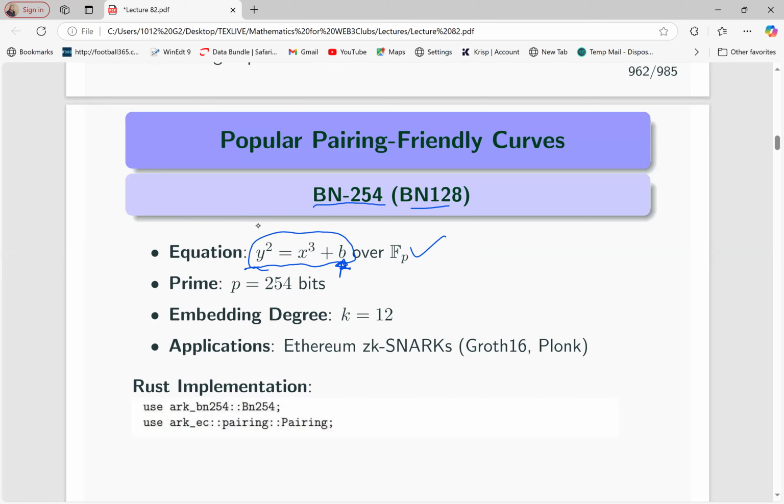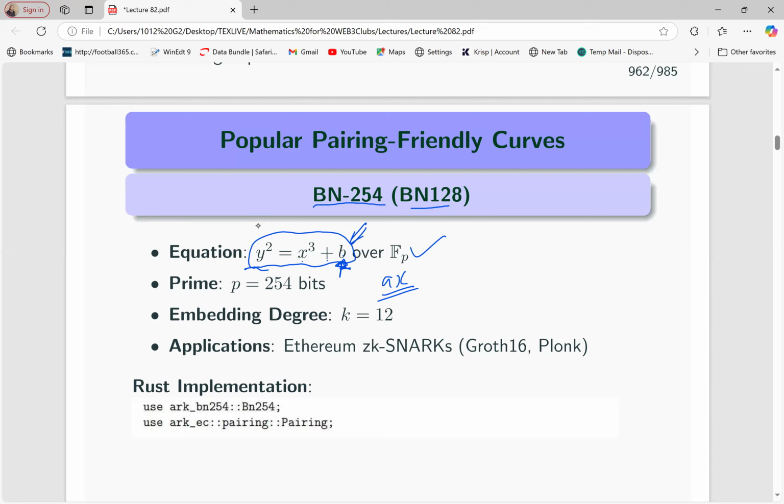You are not seeing A. You're not seeing AX. It's not there. It's just X cubed plus B. But now this B would vary from one point to another. So a different company would have a different B.